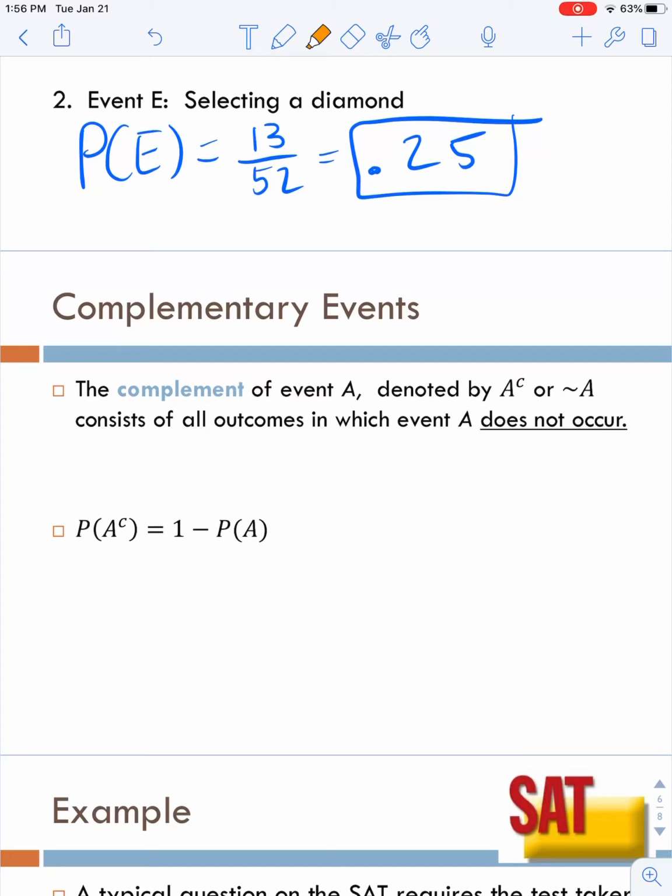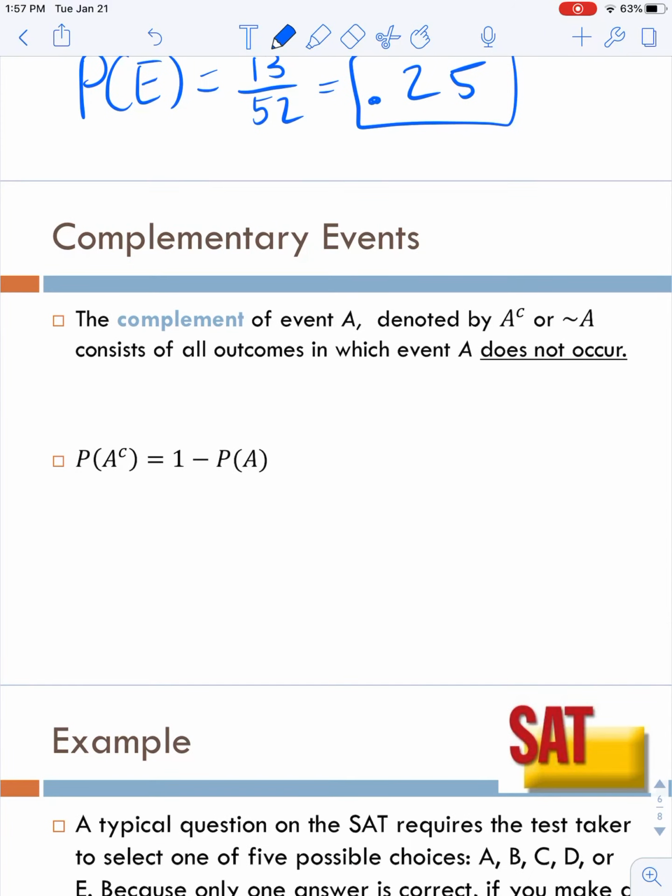So if we said, what's the complement of a spade in cards? Diamonds, clubs, and hearts are the complement of a spade. Everything that isn't a spade would be the complement of a spade. So it's a simple formula. If all the probability in an event adds up to 1, and you subtract off the probability of whatever event we're talking about, we are then going to be left with the probability of not A. So if we subtract the probability of A from 1, we get the probability of all things that aren't A.